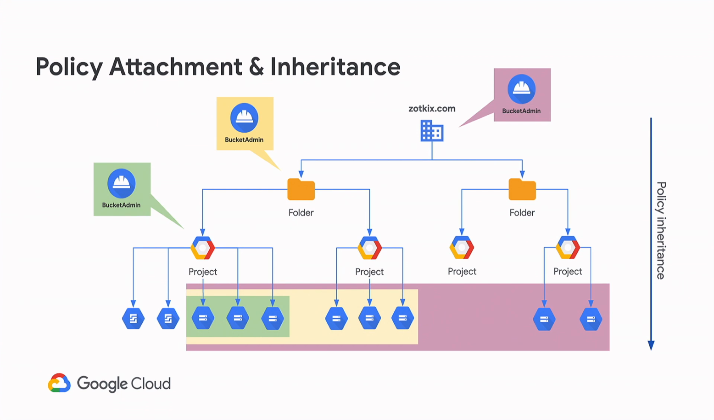Let's take an example here. If you give a user the storage bucket admin role on an organization node, that gives the user access to every bucket in a GCP organization. Similarly, if you instead give it to them on the first folder, it will give them access to all buckets in the 2 projects underneath that folder. And finally, applying the policy to a specific project will only grant the user access to the 3 buckets in that project.